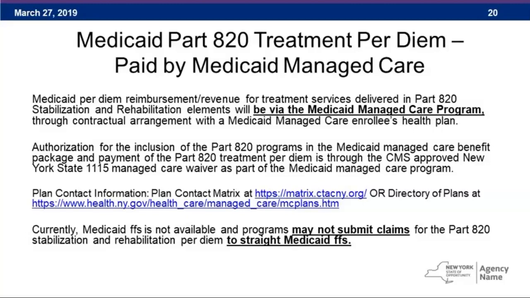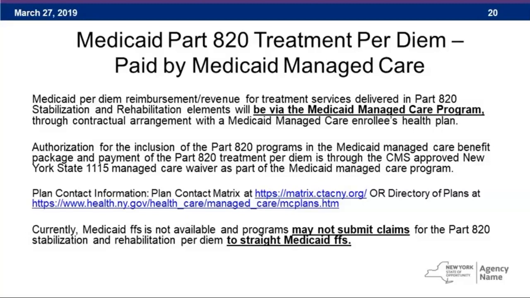Additionally, OASAS every month sends a roster to the plan trade organizations that contains who is operational currently as an 820, as well as those that are in the process. So the plans themselves have a bit of a warm handoff knowing what is the full complement of the 820 providers that are available throughout the state.